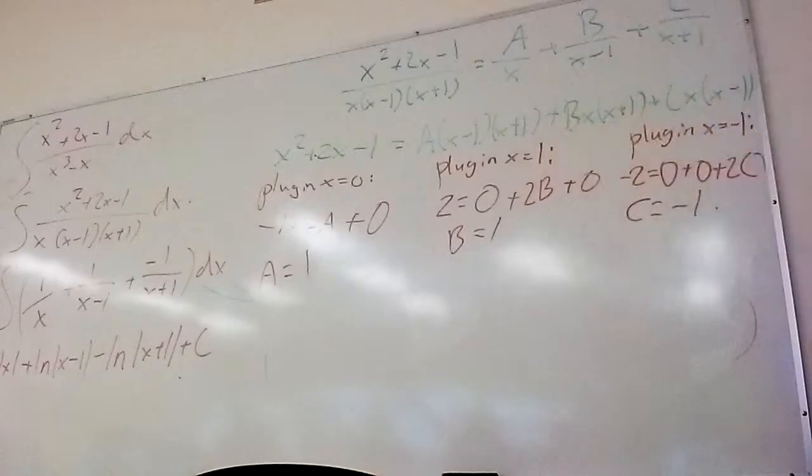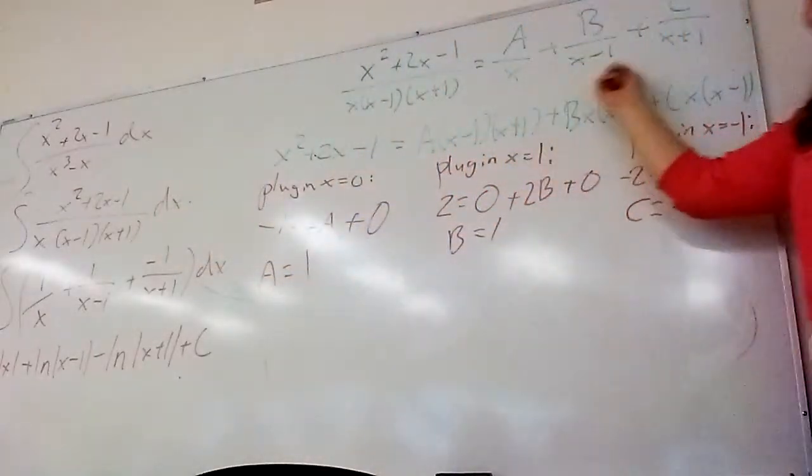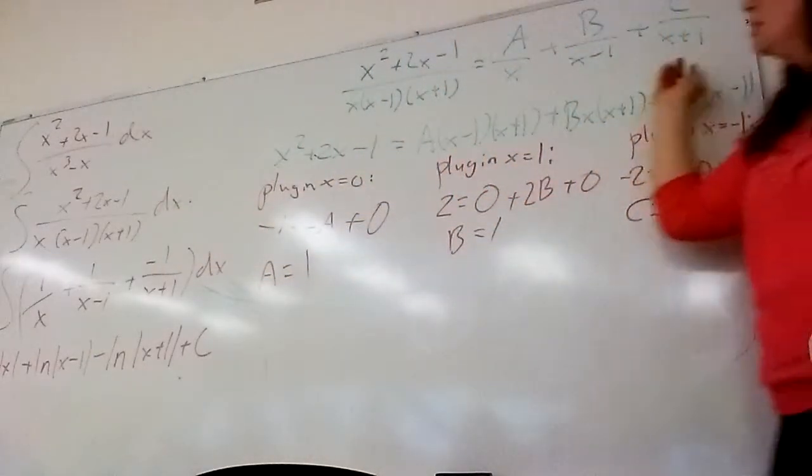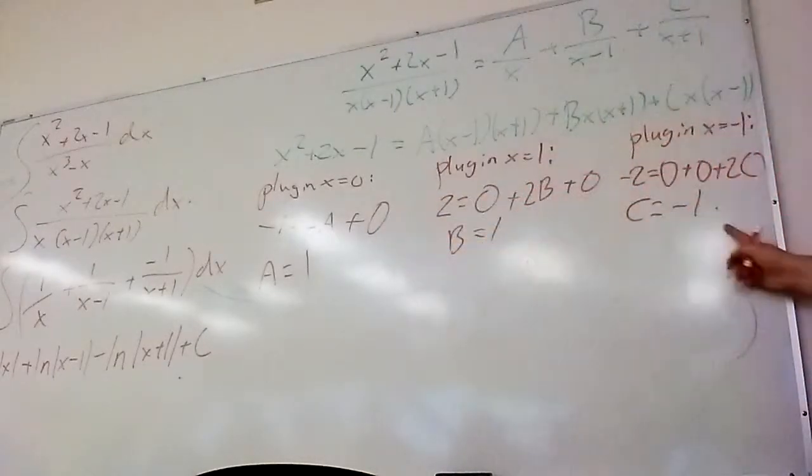So this is what an integral using partial fractions looks like. You take the function, you factor the denominator, you figure out what the form of the decomposition is, multiply both sides to clear denominators, find the a, b, and c, and do the integral.